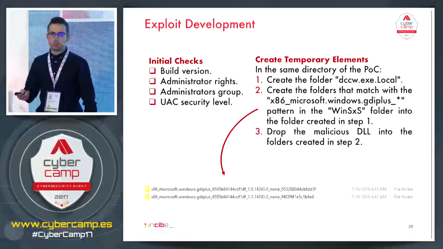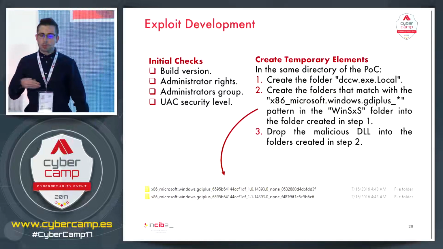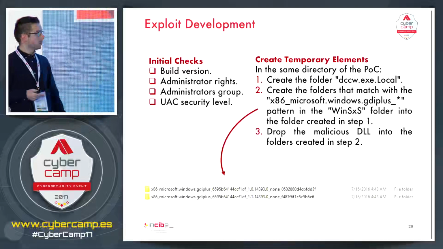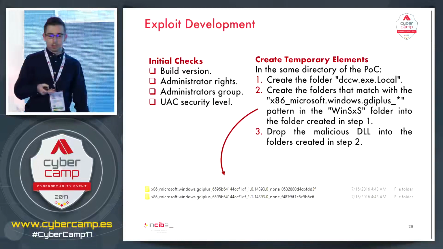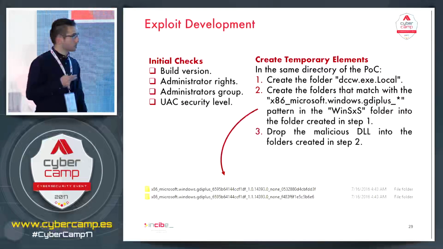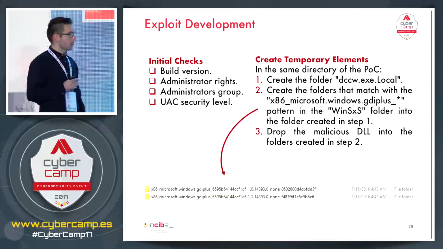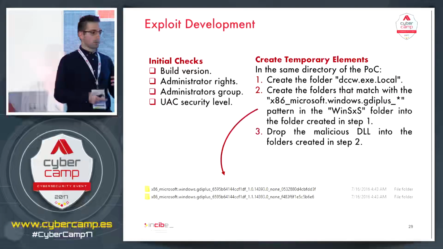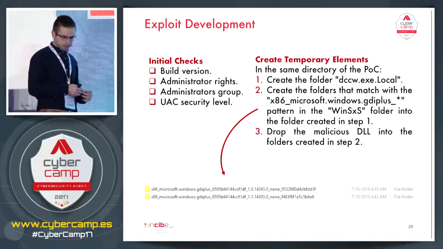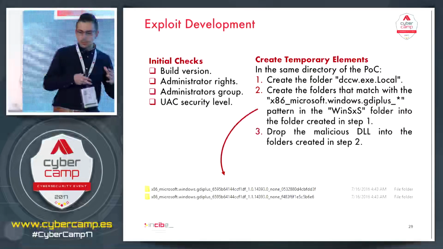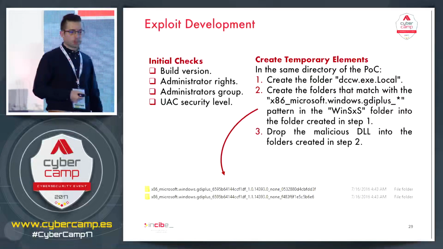We're going to create all the temporary elements I've talked about in the same directory where the concept test is going to be run. First of all, we will create the dccw.exe.local folder, and in that folder we will copy all the directories that will match the one that is highlighted on the screen. As you can see, this is the first change produced by the compilation of the concept test as a 32-bit binary. So this shouldn't cause any problems in theory.